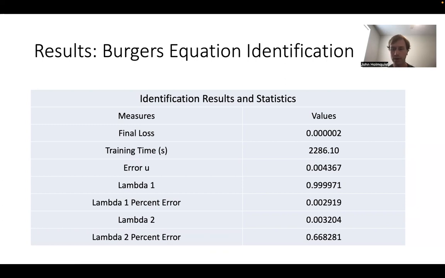The value for lambda 2 is 0.0032, and this is also really close to the actual value. I have the actual value noted later in the slides, but it's 0.01 divided by pi. And it's really close. You can see there's a 0.66% error. So identification also performs really well. The actual paper performs a little bit better, but again, it's probably due to hyperparameter tuning.